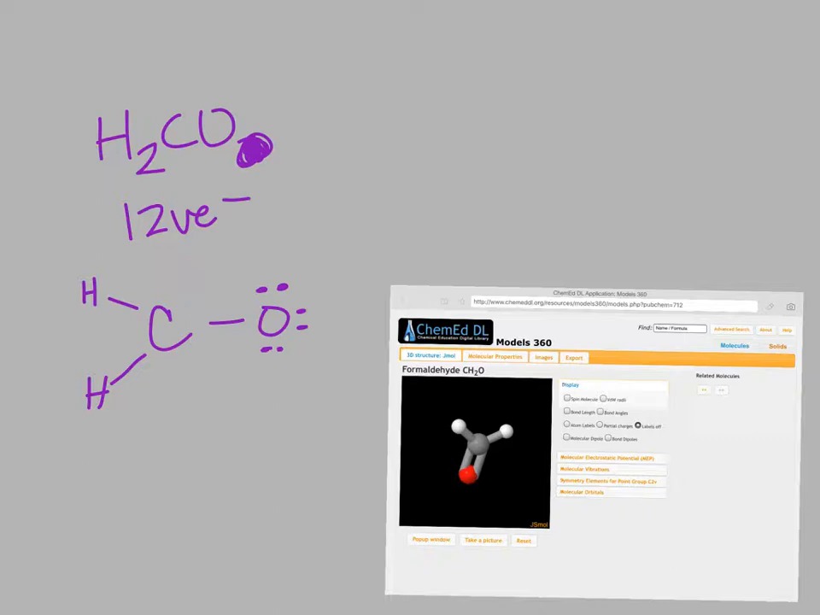And carbon needs 1 more bond, so these electrons are going to come over here and form a double bond there. So I'm going to get rid of this. And that's what it looks like. And so since the steric number on the central atom is 3, and it doesn't have any lone pairs on the central atom, on carbon, then it would be trigonal planar.